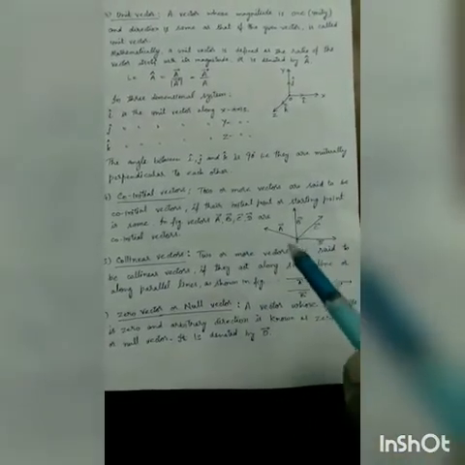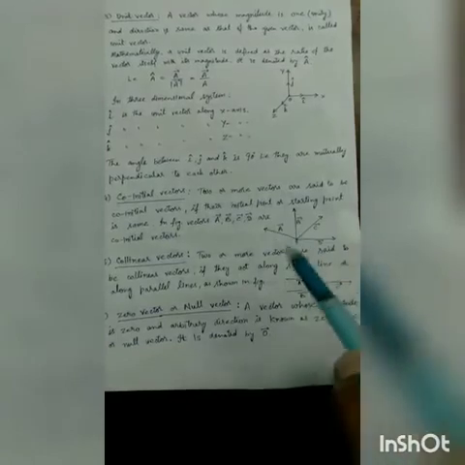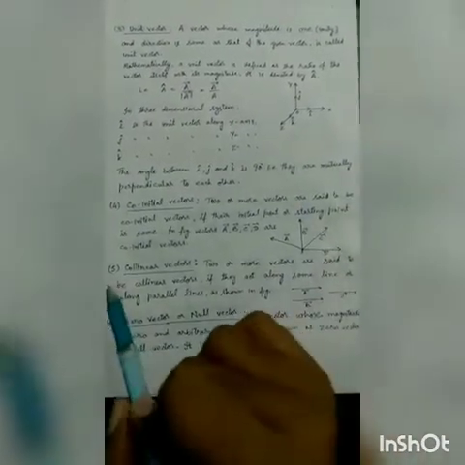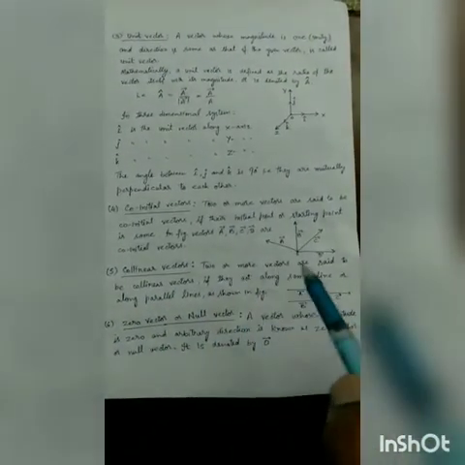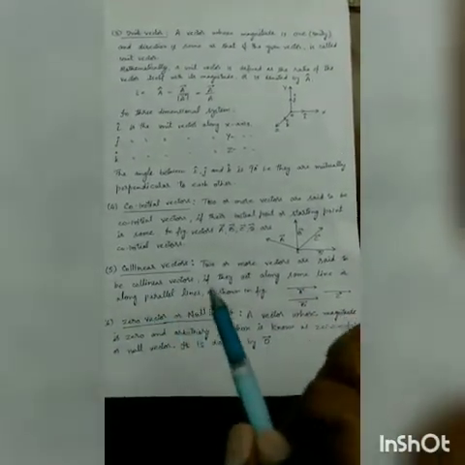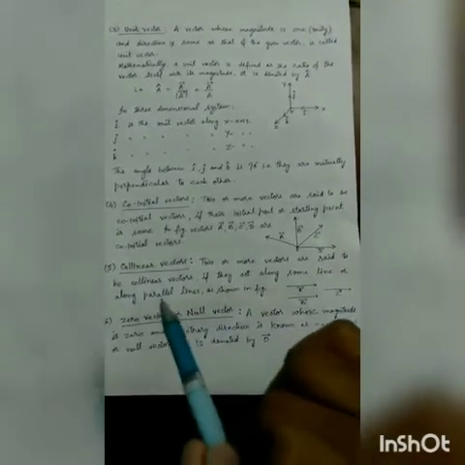Their initial point is O. Then these vectors are known as co-initial vectors. Next is collinear vectors. Two or more vectors are said to be collinear vectors if they act along the same line or act along parallel lines. That is, the a vector is acting parallel to the b vector, therefore these two vectors are collinear vectors.